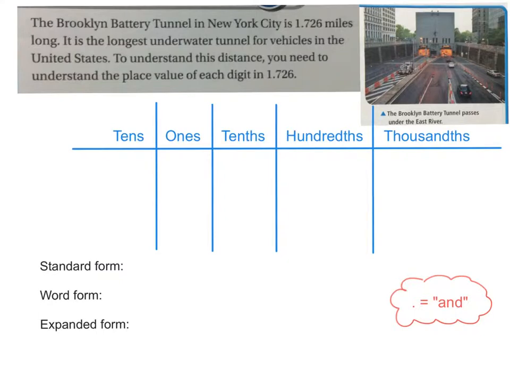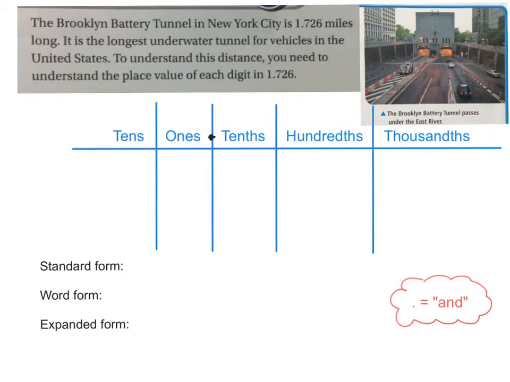Now, where would we put the decimal point? Tens, ones, tenths, hundredths, thousandths. Where does the decimal point go? Daniel, where does the decimal point go? Right between the ones and the tenths, because that's the dividing line. Everything to the left of the decimal is greater than 1, and everything to the right of the decimal point is less than 1.